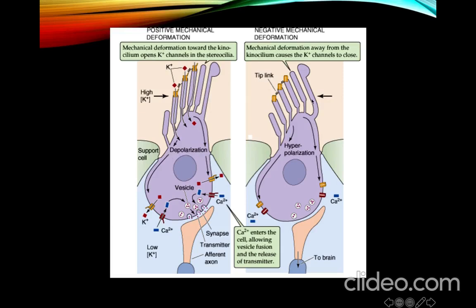The opposite occurs whenever the stereocilia move away from the kinocilium. As you can see, these small connections, where the channels were opening, now cause the channels to be mechanically closed. When these channels are closed, the positive ions or potassium ions won't enter the interior of the cell, so the interior of the cell will be more negative, which is known as hyperpolarization.